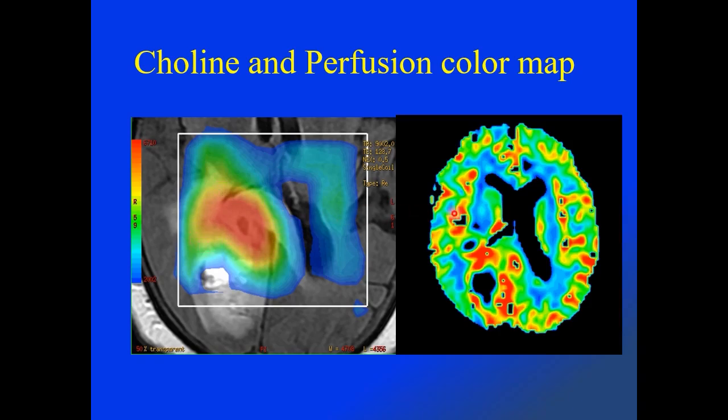This is a color map from a perfusion MRI, which demonstrates elevated blood volume in this area corresponding to the elevated choline concentration on MR spectroscopy, consistent with a neoplastic process, whereas posterior to it, in the area of central necrosis of the tumor, we do not see significant blood volume at all.